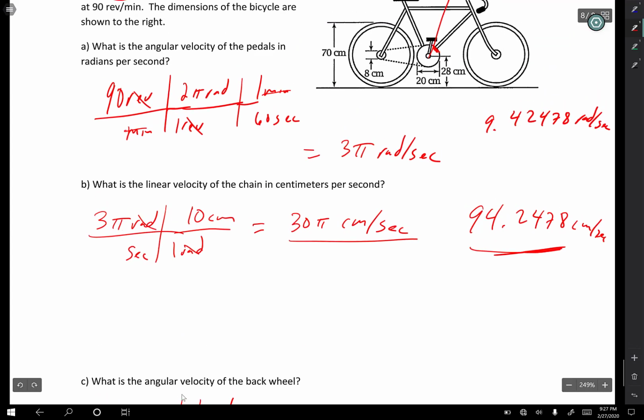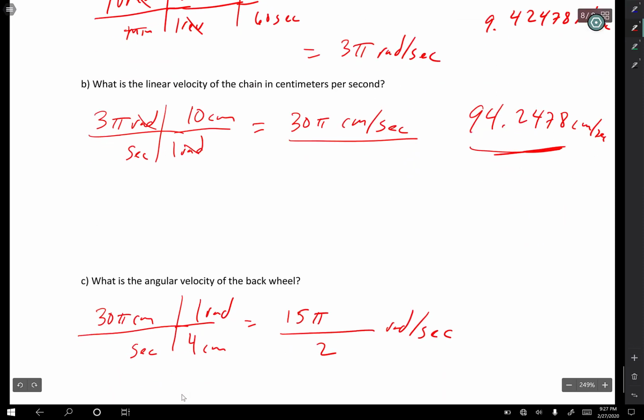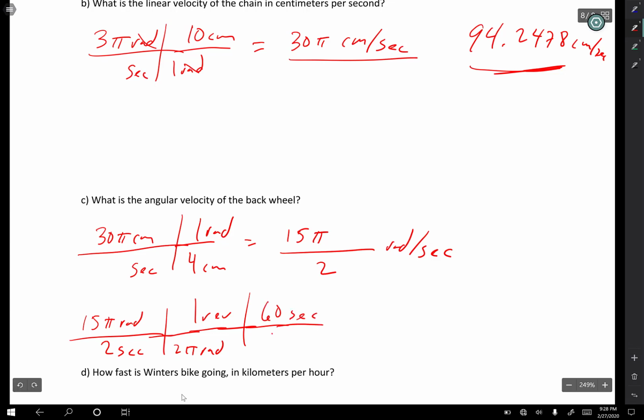So look, let's say, or you know what? Let's go ahead and, what else do I want? I want it in revolutions. Let me do that. Look, I just want to show you guys something real quick. 15 pi radians per 2 seconds. And in 2 pi radians, there's 1 rev. And I guess let's go ahead and make it even funner. In 60 seconds, there is 1 minute. So look, check it out. 15 pi times 60, and I'm going to divide that by 4 pi.